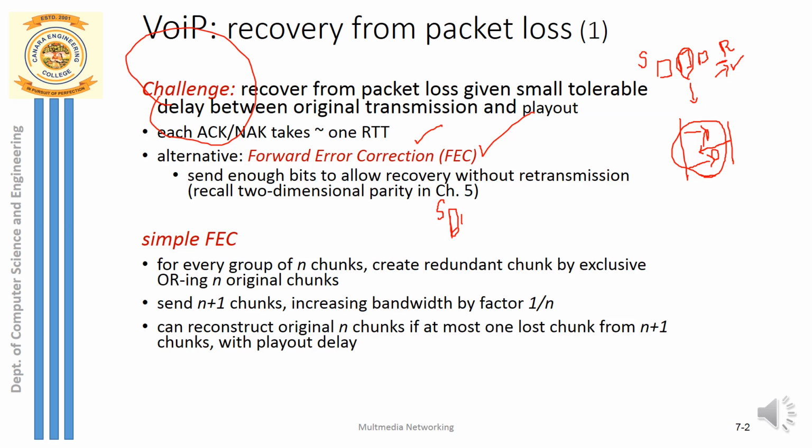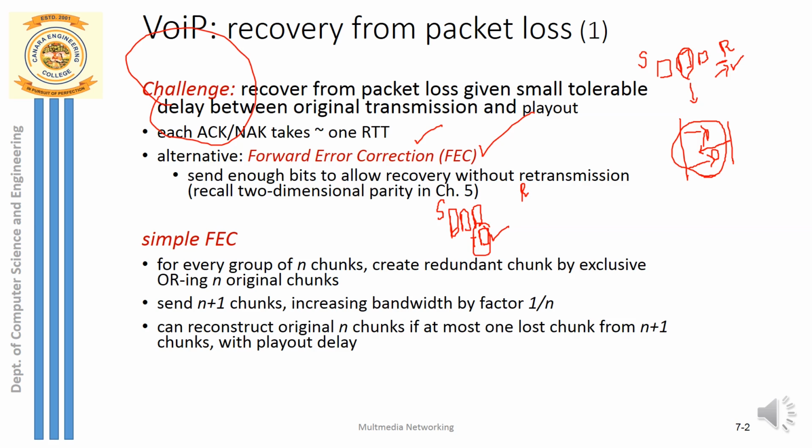Suppose the sender itself introduces some mechanism while sending, such that the mechanism helps the receiver recover from the packet loss. So what is the mechanism that the sender should use? Whenever the sender is sending the original audio, he can add one redundant chunk along with the original chunks. So what is this redundant chunk here? We will see that.